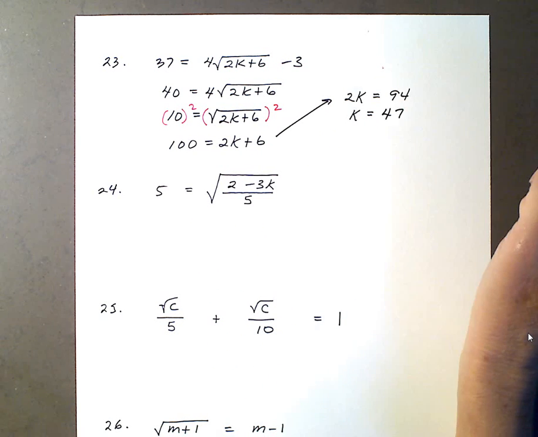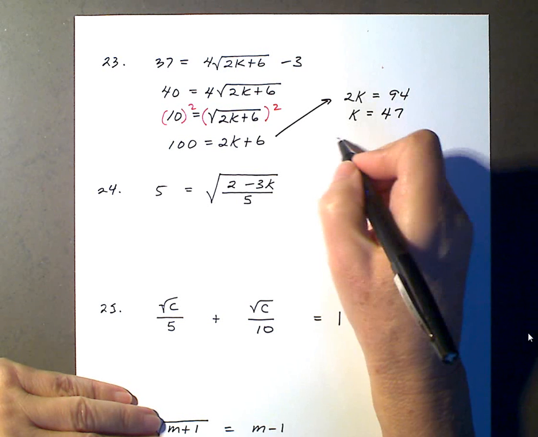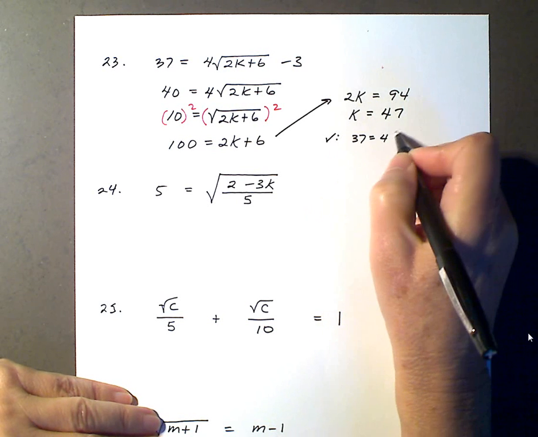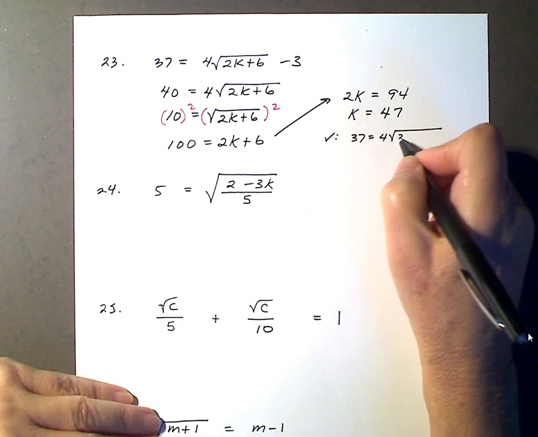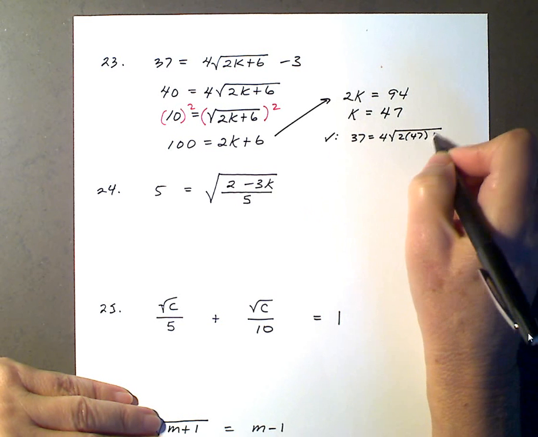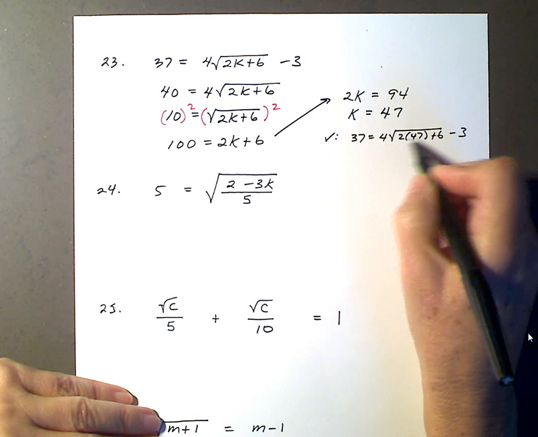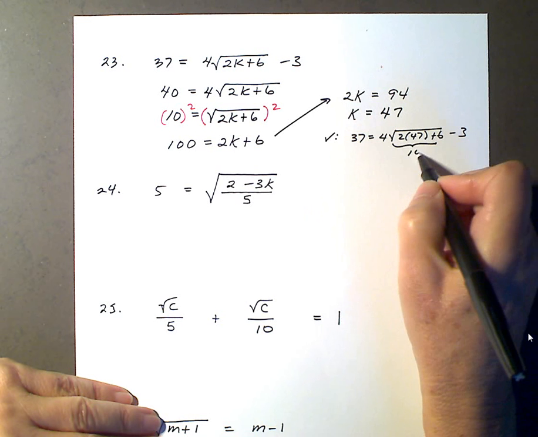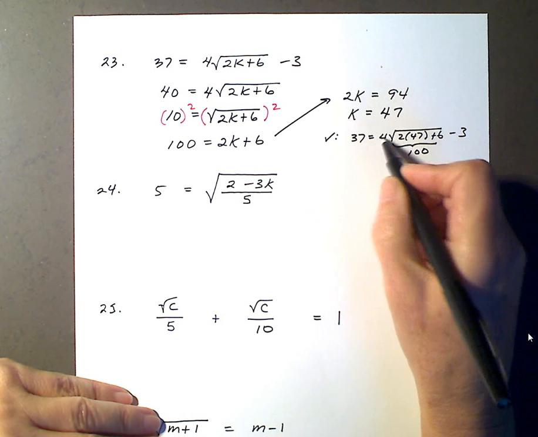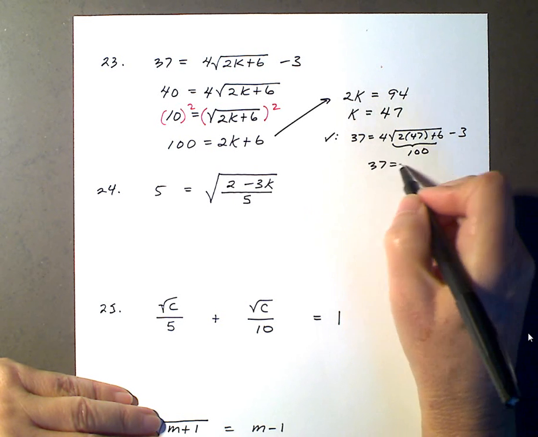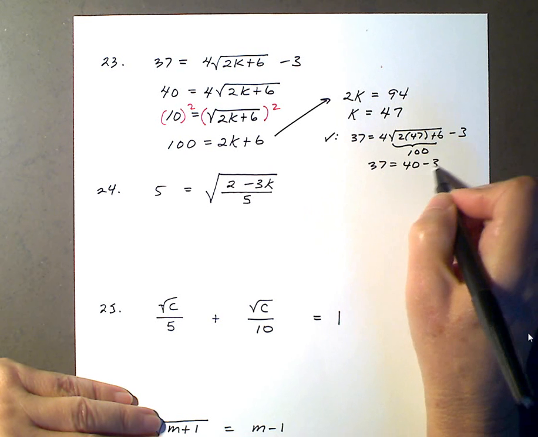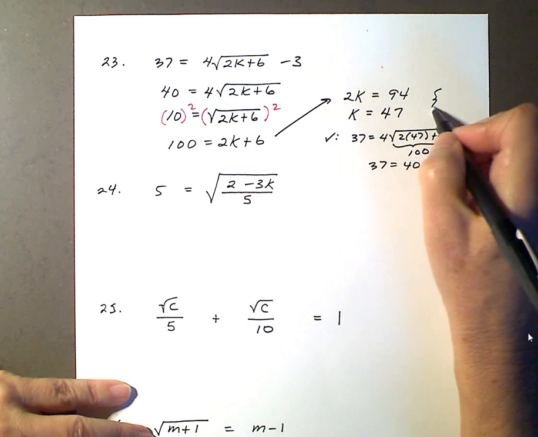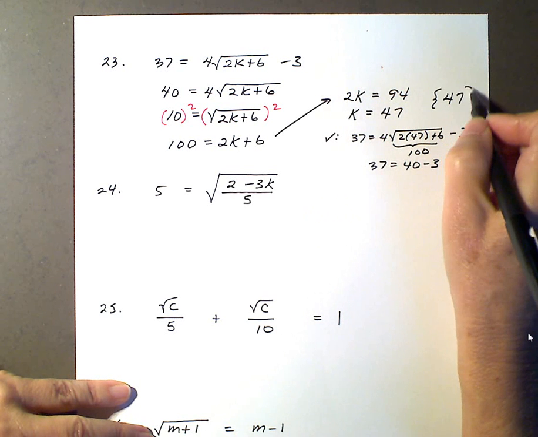So you're going to want to check that in the original equation. So 37 is equal to 4 times the square root of 2 times 47 plus 6, minus 3. Well, this is 94 plus 6, or 100. And the square root of 100 is 10, and 4 times 10 is 40. So we get 37 equals 40 minus 3, which is correct. So the solution set is just a positive 47.